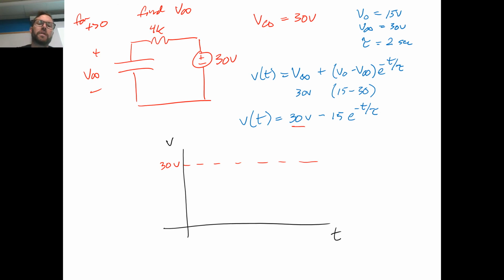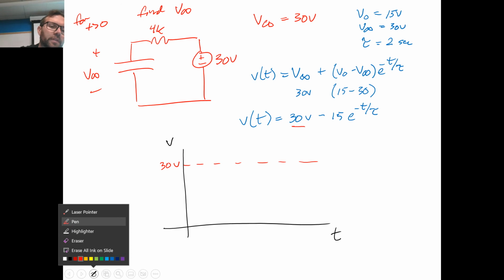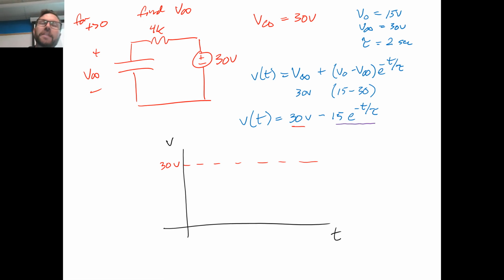Okay, so let's just look at this. 15 e to the minus t over tau, what does that look like? It looks like something that starts at 15 volts and then dies off as time goes on, yeah? But we have minus 15 e to the minus t over tau, so it's flipped. So it's 30 minus that amount. So we just take this and then, right? So that's what that function looks like.